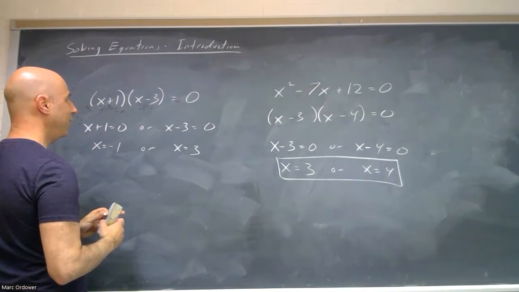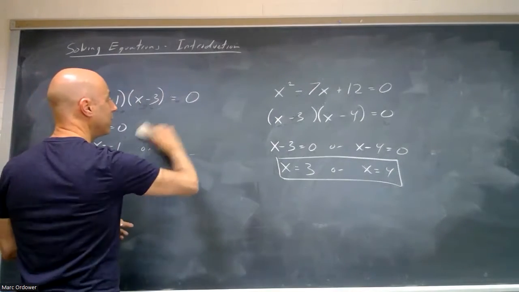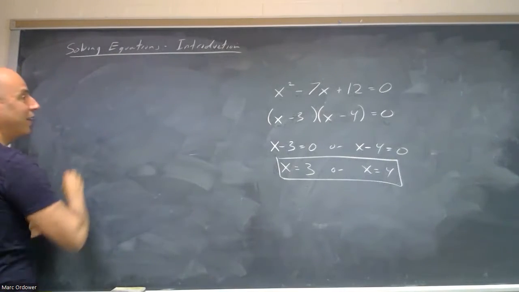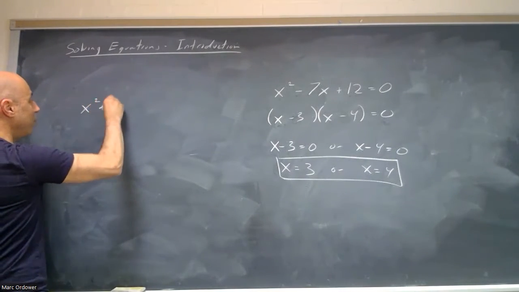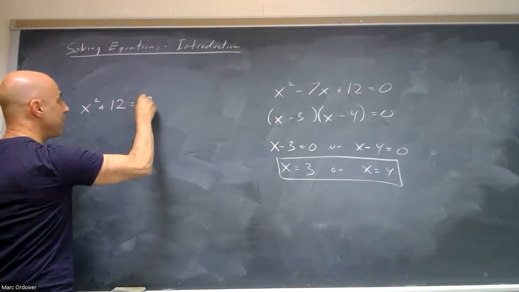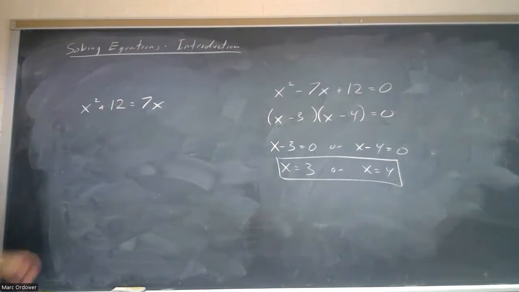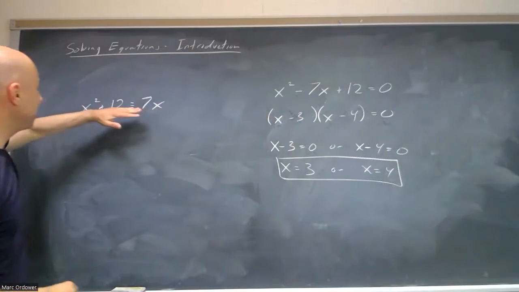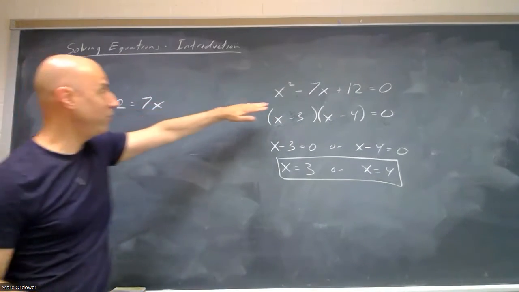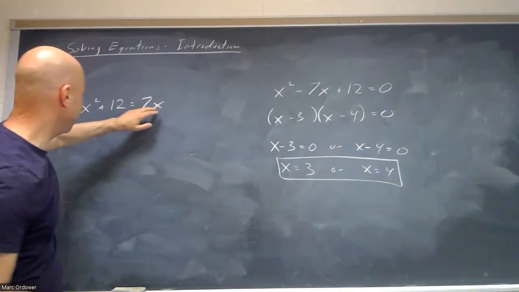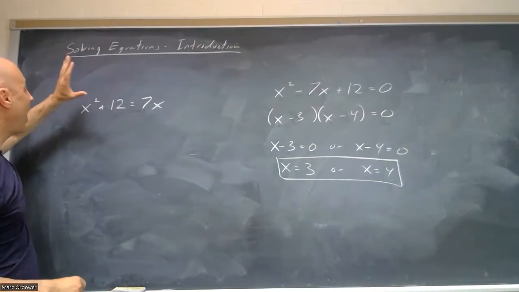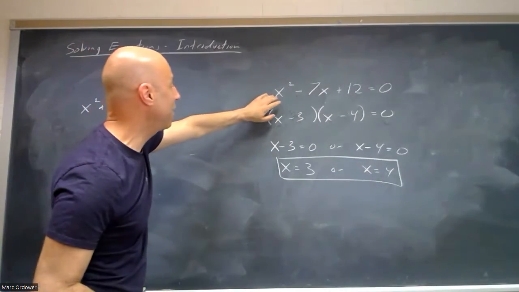a slight variation on this. Let's say I give you something like x squared plus 12 equals 7x. Now, for one thing, with this on the blackboard over here, you realize that this is basically exactly the same question, because if I bring the 7x over onto this side, if I subtract 7x from both sides, I will have exactly what I had over here.